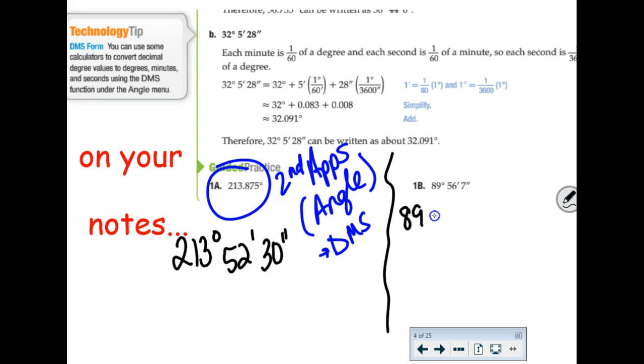So 89 plus 56 minutes, which means 56 over 60, plus 7 seconds, which means 7 over 3,600. So I just type this in my calculator, and that's how I convert it back to a decimal. But if you wanted to do 89 and then find the degree symbol, and then 56, find the minute symbol, and then 7, and then find the second symbol, you go right ahead. I just personally think it's easier to just type the fractions with the addition signs between them.